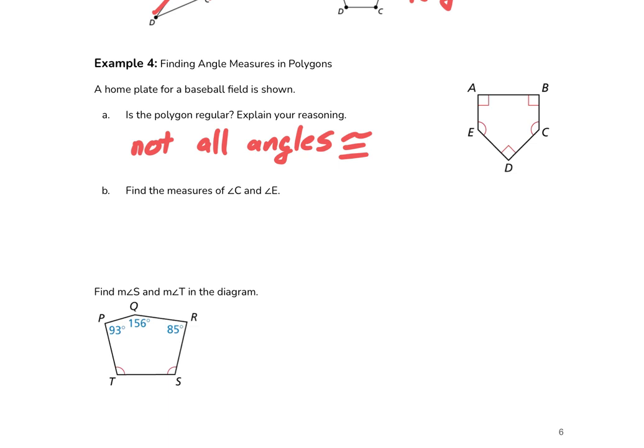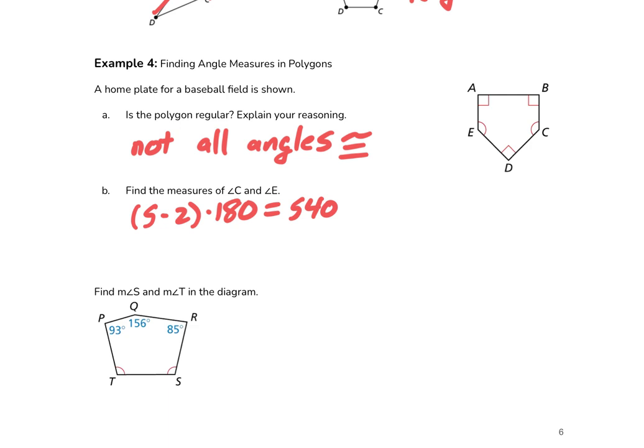So if I wanted to prove it and say, what is the measure of angle C and E? How many degrees would there be in this figure? How many sides does this home plate have? How many sides in that figure? It's 5, right? So if I wanted to figure out how many degrees are inside of that figure, we go back to that formula that we used early on today. 5 sides, so 5 minus 2 times 180 is 540.